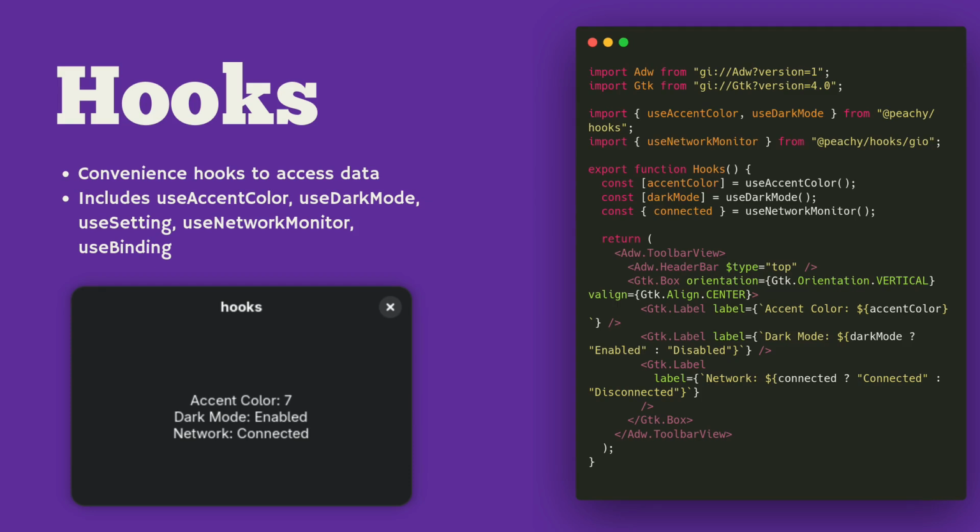So if the user switches on dark mode and switches it off, it will re-render the application transparently. And also, it allows you to change the different settings. So you can also set dark mode to enabled or disable it, or change the accent color, or change the setting.